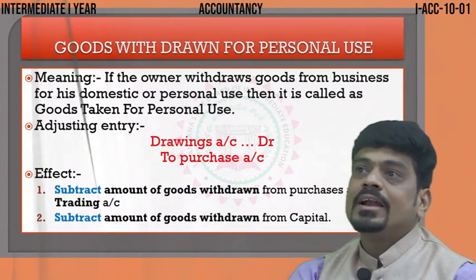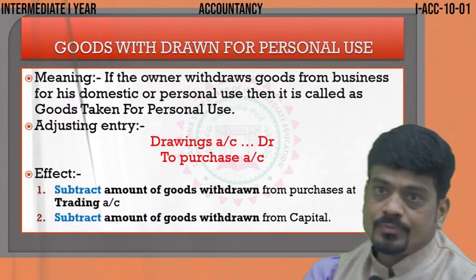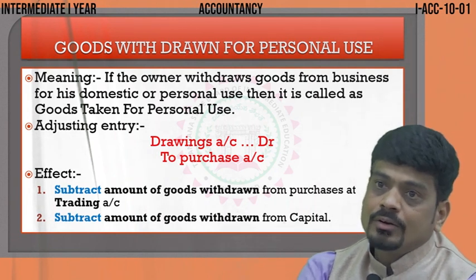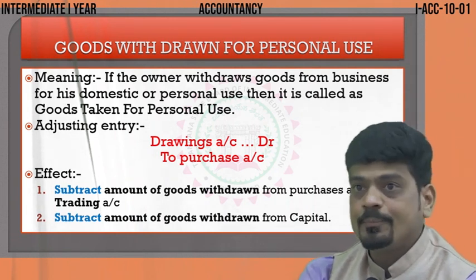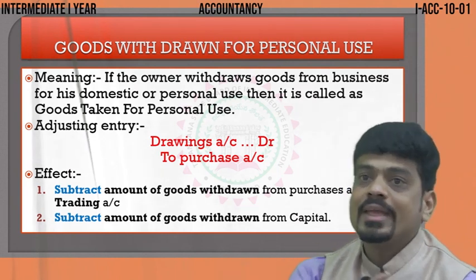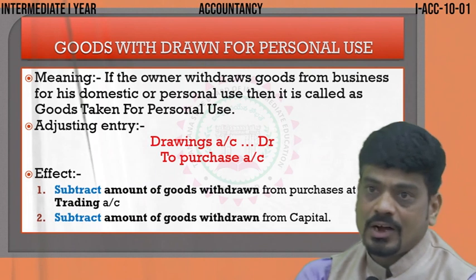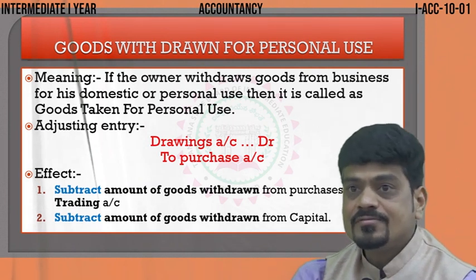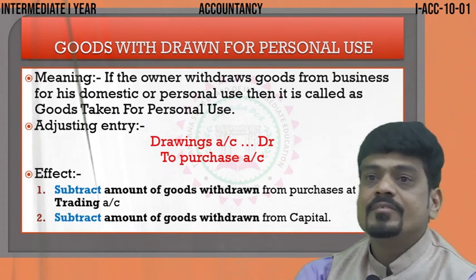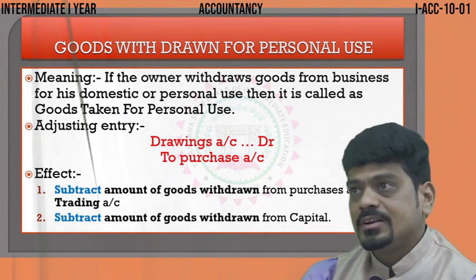Then we are taking goods for personal use. There we saw we have taken for charity or donation or advertisement or sample. Here personal use means for self-consumption. Owner is taking. Then drawings to purchases account. As usual again, first we'll subtract from the purchases, and second effect we'll subtract from capital.